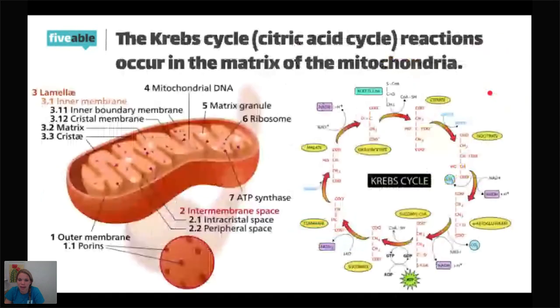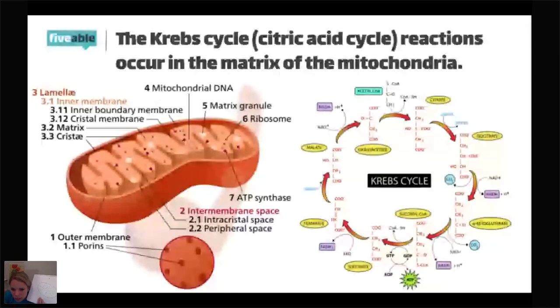And then again, disclaimer, don't expect this on a test over Unit 2, but just so you're aware, the Krebs cycle is going to occur in the mitochondria. So again, we've got all these infoldings. And thanks to all of these infoldings, we have more and more surface area where we can do the Krebs cycle.